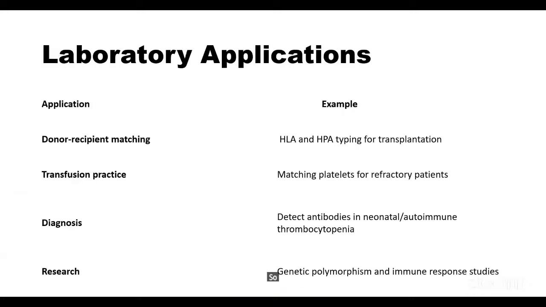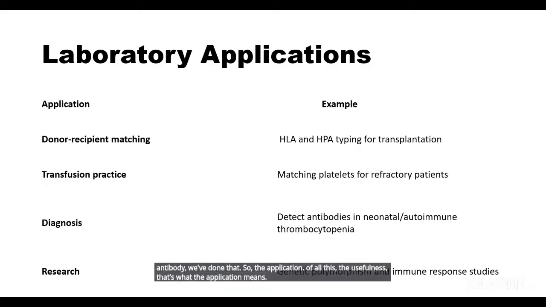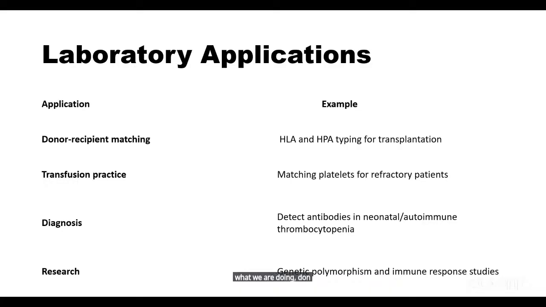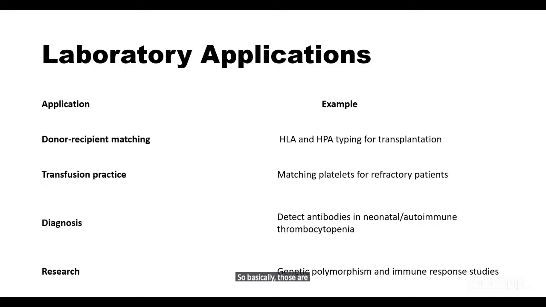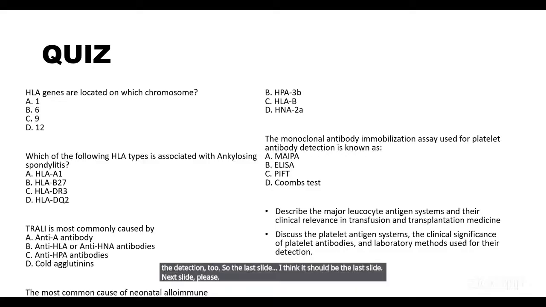So the application, okay, detection of antiplatelet antibody, we've done that. The application of all this, the usefulness, that's what the application means. When we are doing donor recipient matching during transfusion, for diagnosis and for research. So basically, those are the things that we can apply the detection to. So the last slide, I think it should be the last slide. Next slide, please. Okay, yeah, it's the last slide.